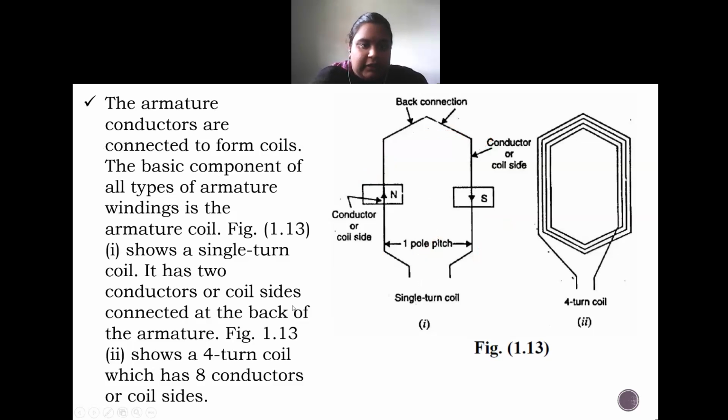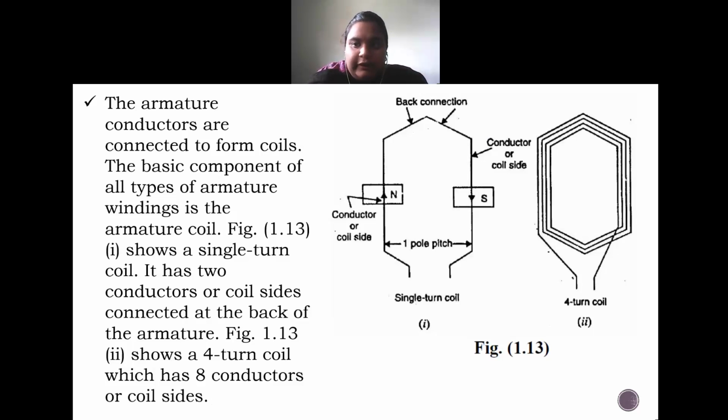Okay, here he is giving us the description. Basically, the basic component of all types of armature windings is called the armature coil. Figure 1.131 shows a single turn coil, that is, it has two conductors or coil sides connected at the back of the armature, as we have seen here. Now, figure 1.132 shows a 4-turn coil which has 8 conductors or coil sides. So this is just a 1-turn coil, that is, it has only one turn.